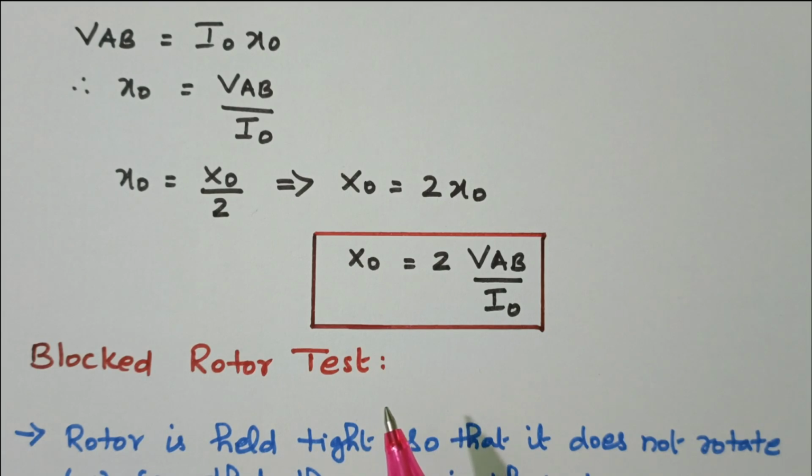And then we'll go for the blocked rotor test. The other two parameters we can find from the blocked rotor test.